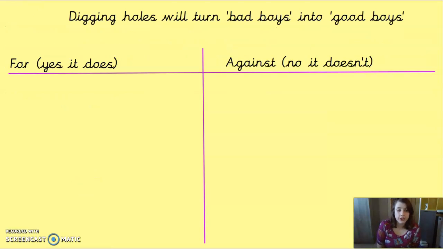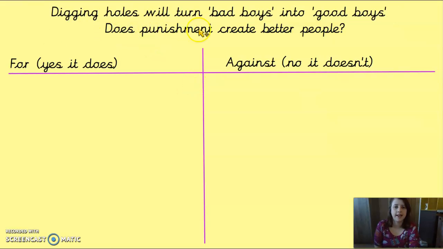So all I want you to do is have a think and a plan about whether digging holes will turn bad boys into good boys. So whether punishment of any kind will turn somebody bad, or someone that's done something bad, into a better person. So maybe if we add this as an underline, you can choose, when you're planning your ideas, to base it purely on Holes and the events of Holes and what happens there, whether they turn into better people in the end, whether it was the punishment that did that.